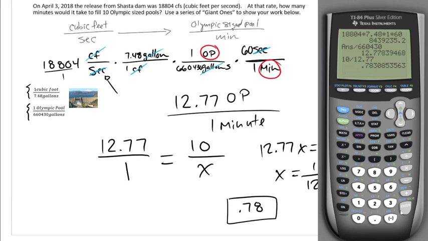And if I wanted to, I could multiply that times 60. I would get 46 seconds. So in 0.78 minutes or 47 seconds, I'm going to be able to fill 10 Olympic size swimming pools. Astounding, truly.